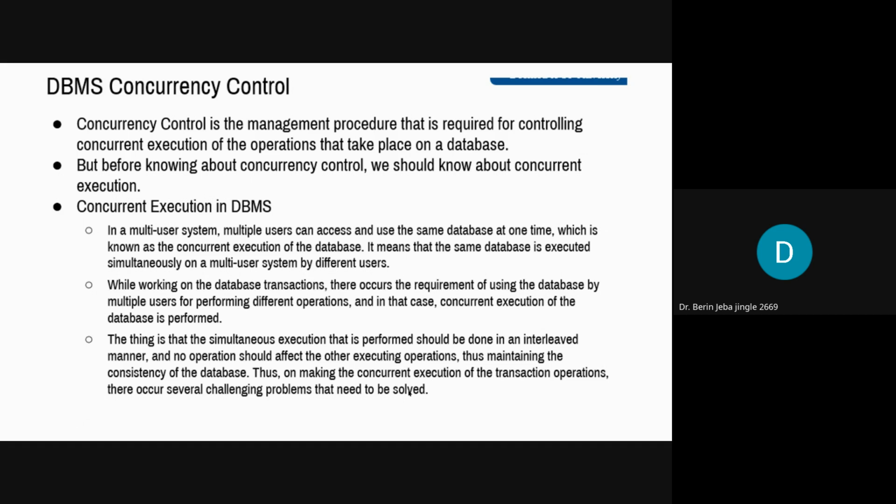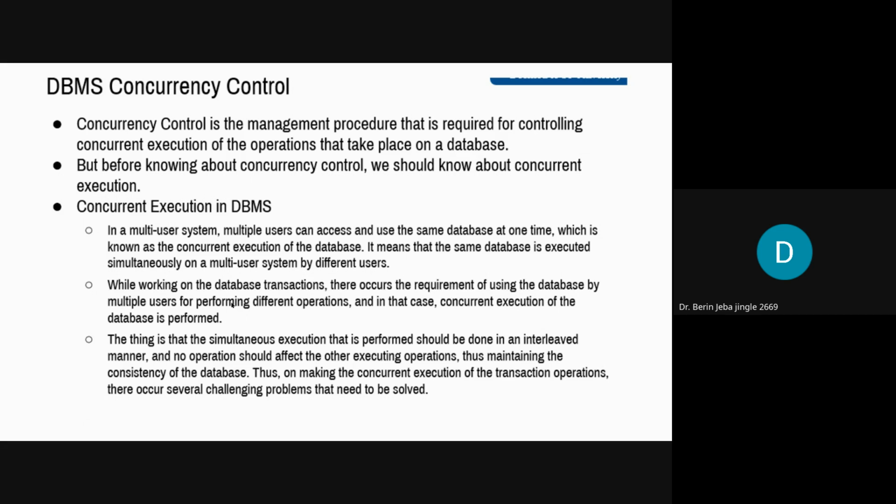Concurrency control is the management procedure that is required for controlling concurrent execution of operations that take place on a database. But before knowing about concurrency control, we have to know what concurrent execution is. For example, we are taking an SBI ATM machine located in various locations. At the same time, a number of transactions will happen in that machine.